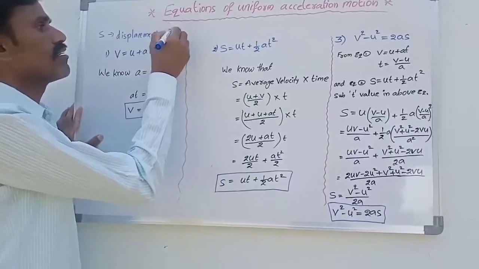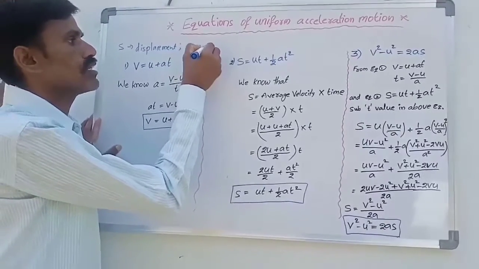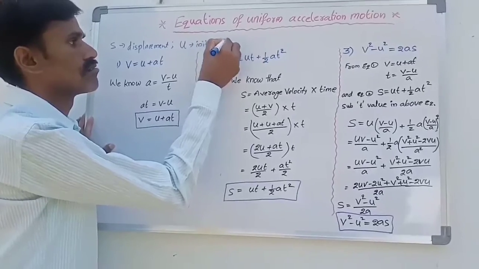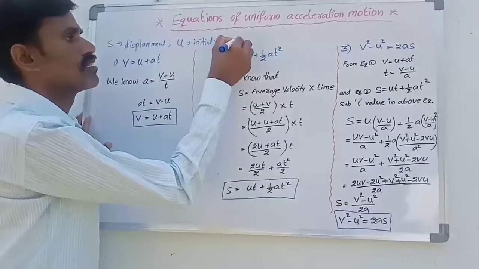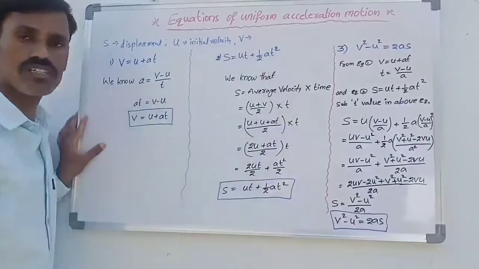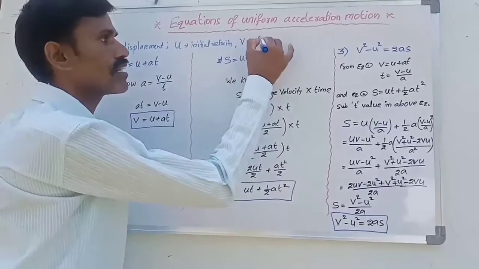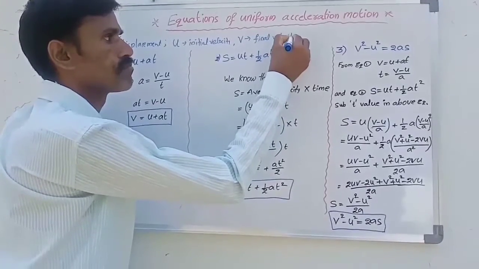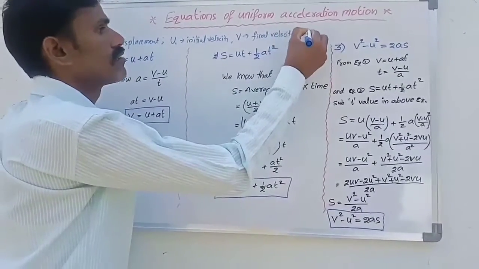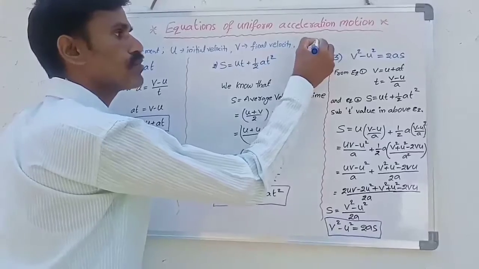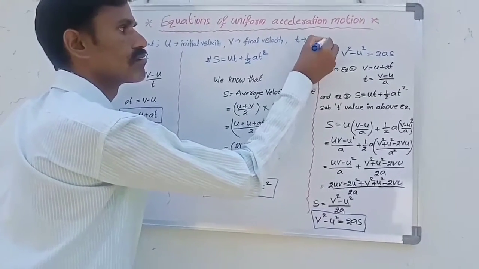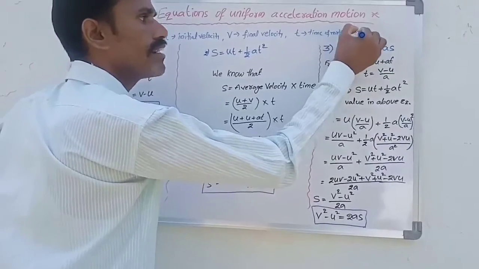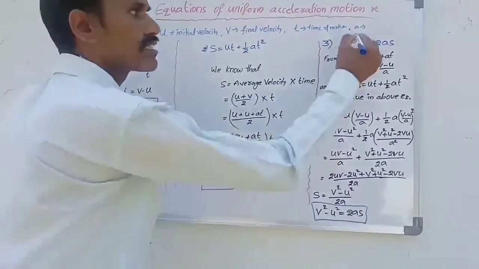and u. What is u here? Initial velocity. And v. What is v? V is the final velocity. And t. So t is the time of motion. And a. So what is a? Acceleration.